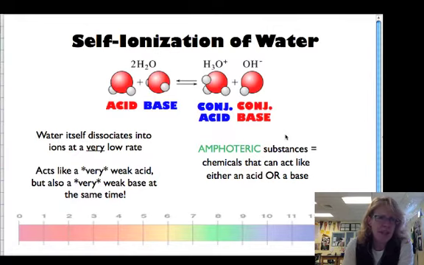So water's acting like an acid and a base at the same time. Some water molecules are donating hydrogens, some water molecules are receiving hydrogens. This is the definition of an amphoteric substance, and you need to know this word. Amphoteric substances are chemicals that can act either as proton donors or proton receivers, depending on the circumstances, kind of what they're around. And water is by far the most common one.